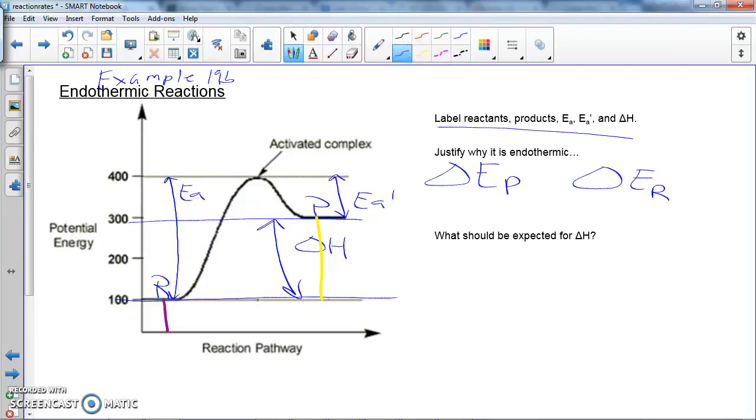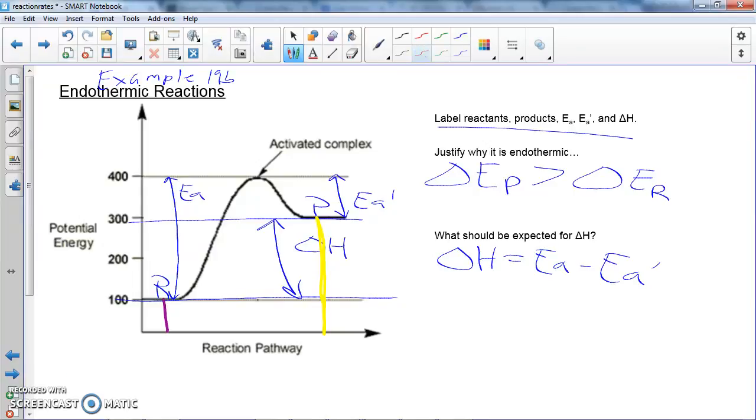The line should go all the way down. Change in the products versus change in energy of the reactants. And you can see that this is much greater. That's why it's endo. You also can see that your product line is higher than your reactant line. Calculating delta H, we'd say delta H is always equal to E sub A minus E sub A prime.